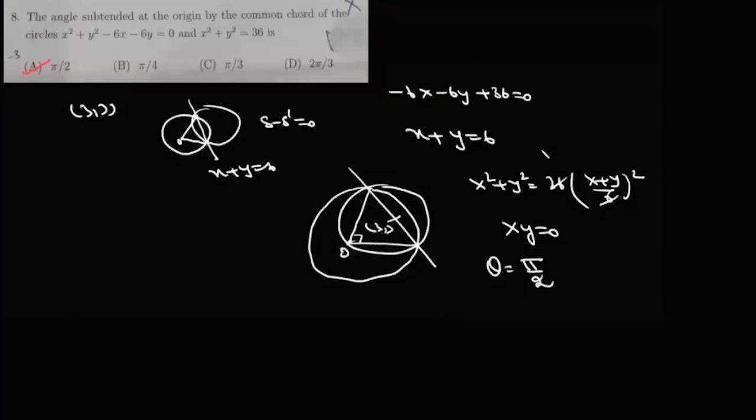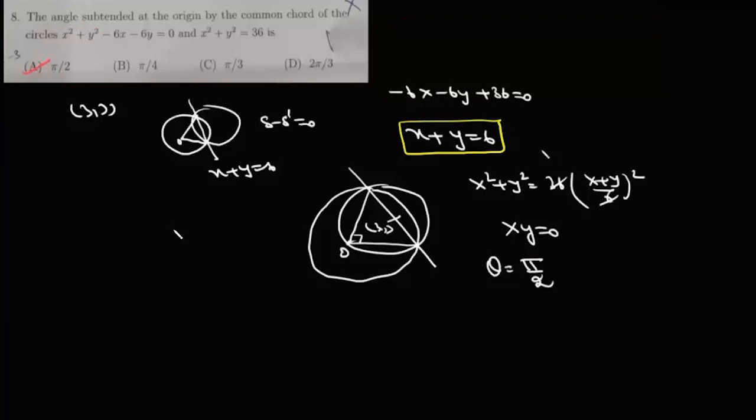chord at the origin. First we need to find the common chord. The common chord is basically the radical axis, which is given by S1 minus S2 equals 0. So we'll subtract one equation from the other, and if we do that, we'll get the equation of the common chord as x plus y equals 6.